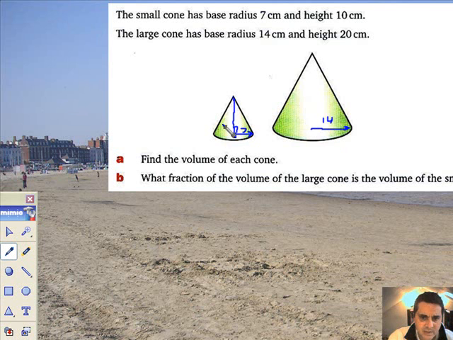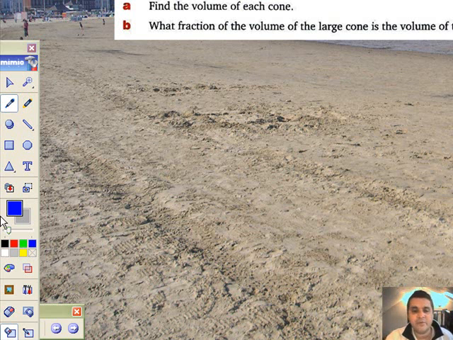carefully. There's your right angle there, so there's 10 centimeters, and this one's easy to draw because it's bigger. There's your right angle there, and that's 20 centimeters, isn't it? So all these numbers have units in centimeters. So 10, 7, 20, 14. Right, find the volume of each cone.